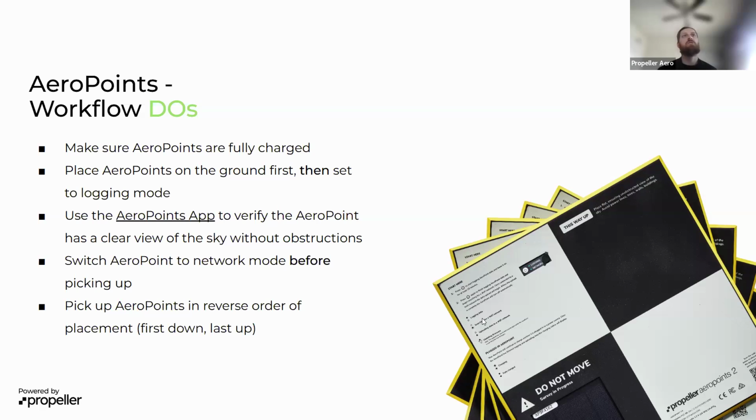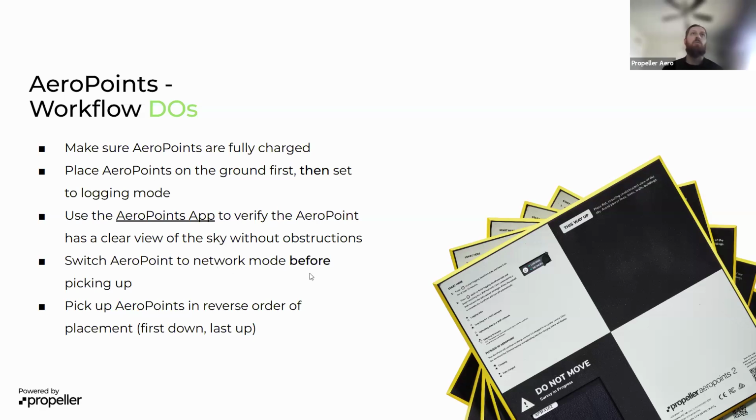And then we want to use the AeroPoint app. We'll touch on that a little bit later. But the AeroPoint app is a great tool when you're within Bluetooth range of the AeroPoint. After you've turned it on, you can verify that that AeroPoint is indeed in a logging status. It'll also give you the GNSS signal quality, so you'll have a donut on there that should be green. But if you have a red section of that donut on the AeroPoint mobile app on your phone, it's a good indication that you should turn the AeroPoint off and relocate it.